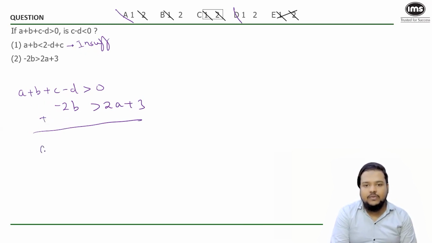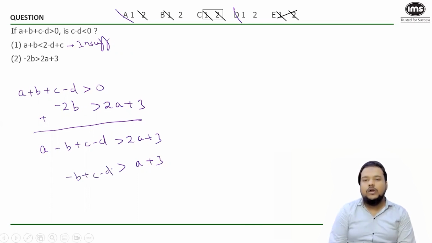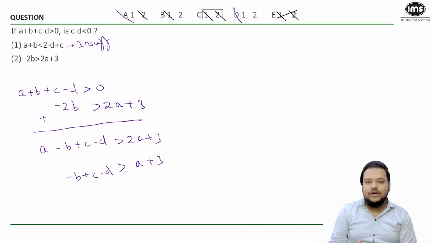So if I add them, I will get A minus B plus C minus D greater than 2A plus 3. So 2A minus A will be A plus 3, and minus B plus C minus D. No, we are not able to get only C minus D. Okay, so let's try to focus, right? Is it possible that I can do some kind of change, or some kind of shifting, so that only C minus D can remain? Okay, let's observe. We want C minus D to remain, right? Hence A plus B have to go, right?